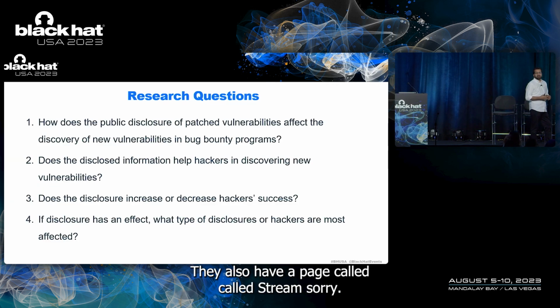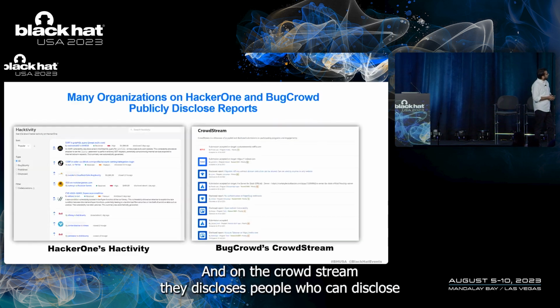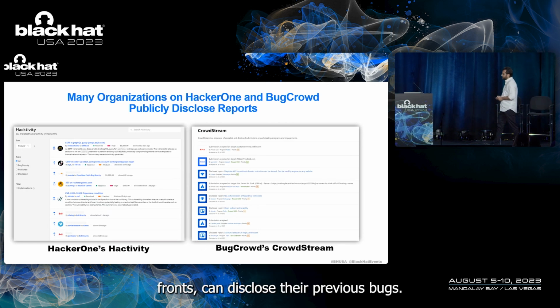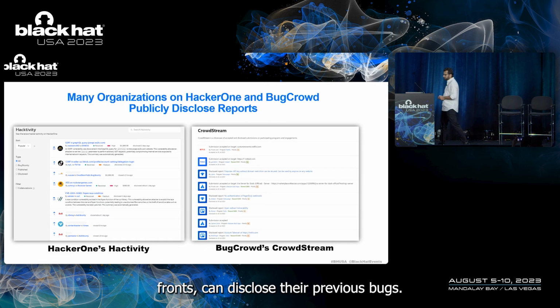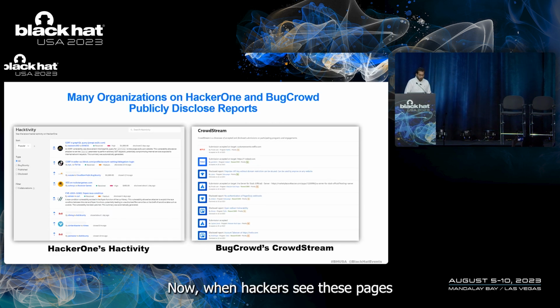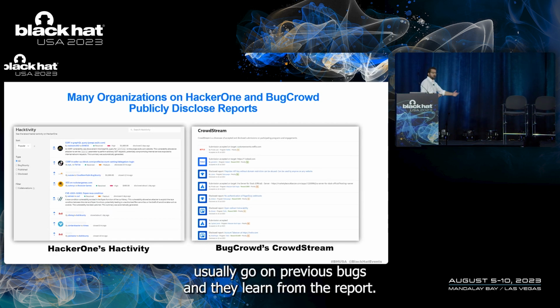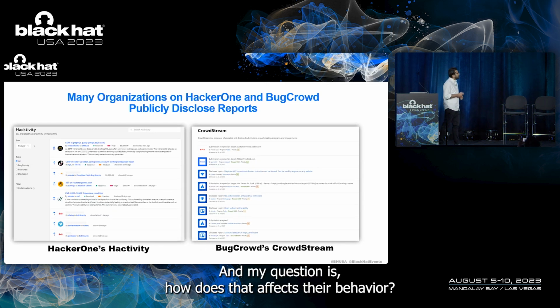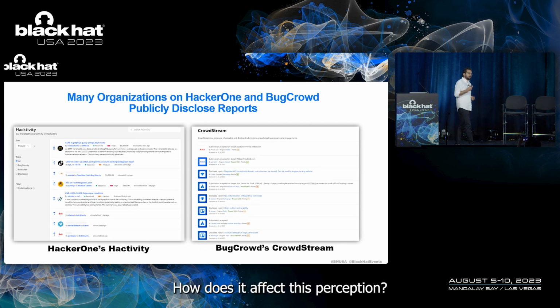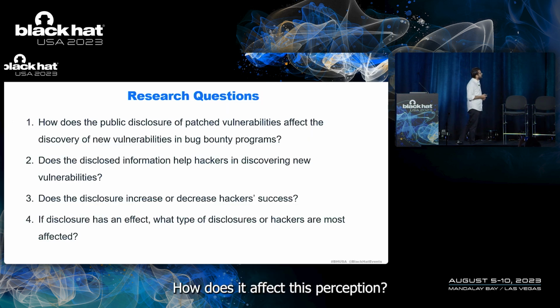BugCrowd does the same thing. They also have a page called CrowdStream. On the CrowdStream, firms can disclose their previous bugs. Now, when hackers see these pages and try to learn, it is common understanding that hackers usually go through previous bugs and learn from the reports. They take a look at them. And my question is, how does it affect their behavior? How does it affect this perception?